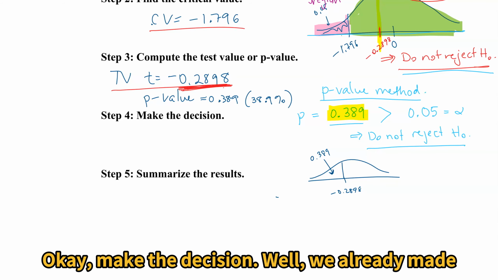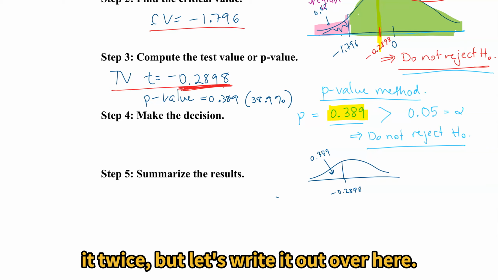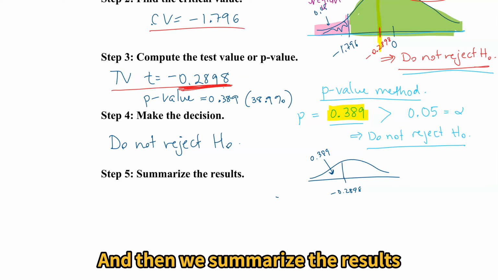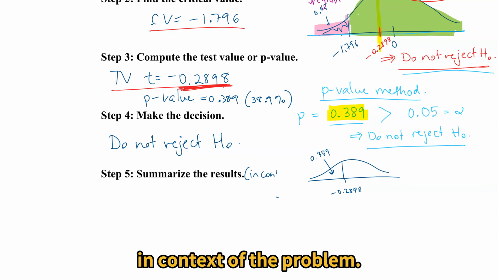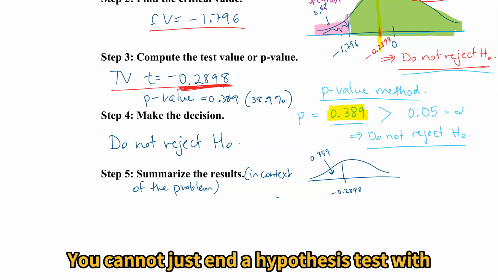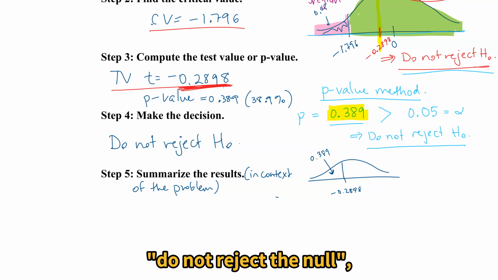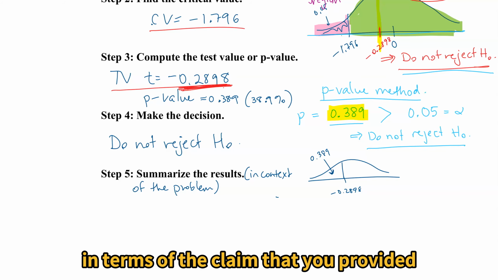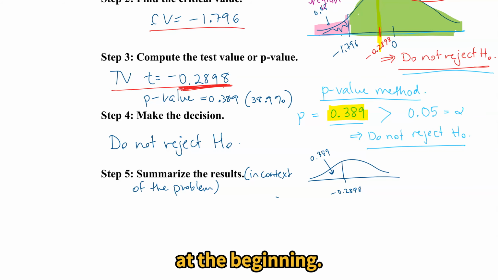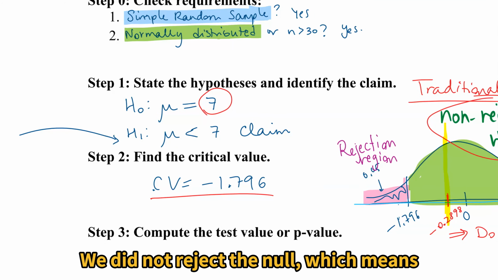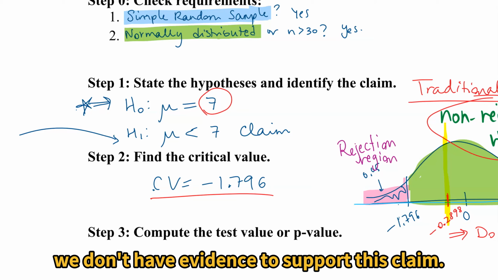Okay, make the decision. Well, we already made it twice, but let's write it out over here: do not reject the null. And then we summarize the results in context of the problem. Yes, you need a summary. You cannot just end a hypothesis test with do not reject the null. You have to tell me what that means in terms of the claim that you provided at the beginning. So we have to come full circle. Let's go back up and look at our hypotheses. We did not reject the null, which means we don't have evidence to support this claim.